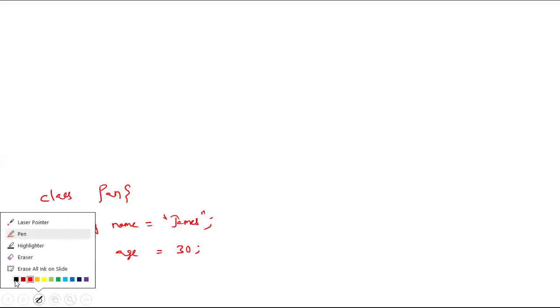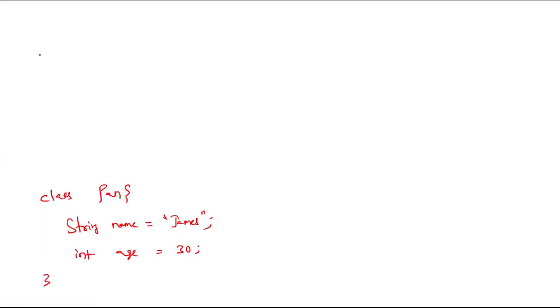So first, let us go for one class, the same Pan class only. Inside it, I'll take a String variable called name equals some name, say James. Next, int age equals 30. Some data is there in this Pan class. Now, is it a virtual entity or a real entity? Virtual entity. Then how do you make this a real entity?